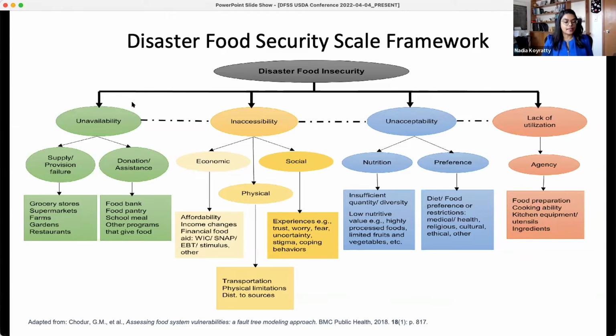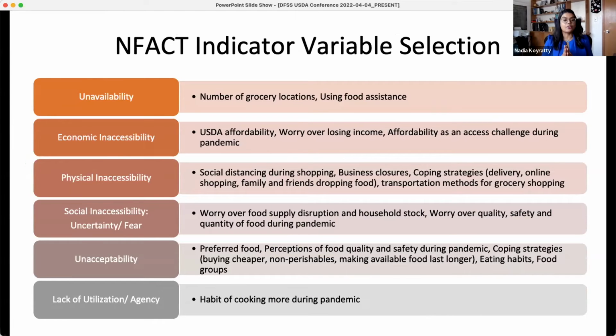Finally, the lack of utilization covers resources and even knowledge that households or individuals need to have to be able to use the food that is available to them during disasters. Now, using this framework, we then looked at the variables that are available from the NFACT surveys. And as you can see summarized on the slide here, we were able to obtain indicators and proxies for each domain and subdomain. So the ones that we identified in our framework all had at least one relevant indicator variable. Although for lack of utilization, we only had one variable from NFACT, so we might have to explore this further.